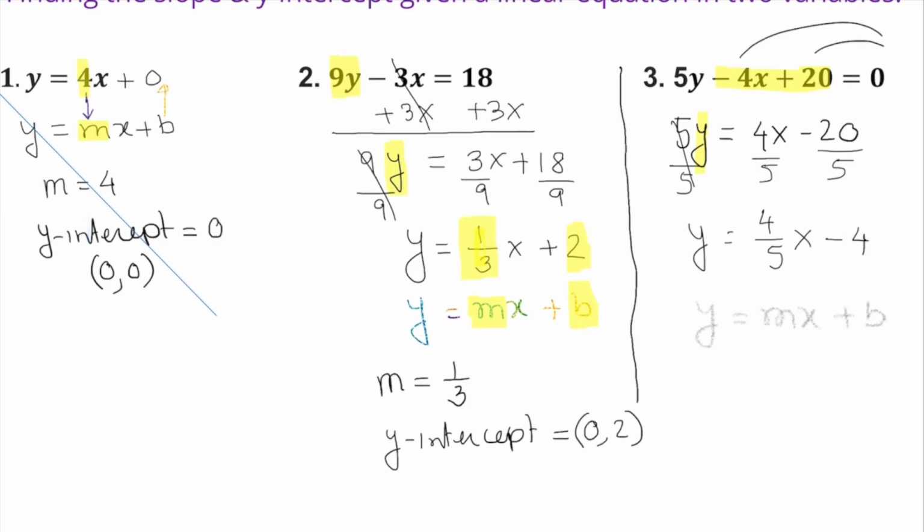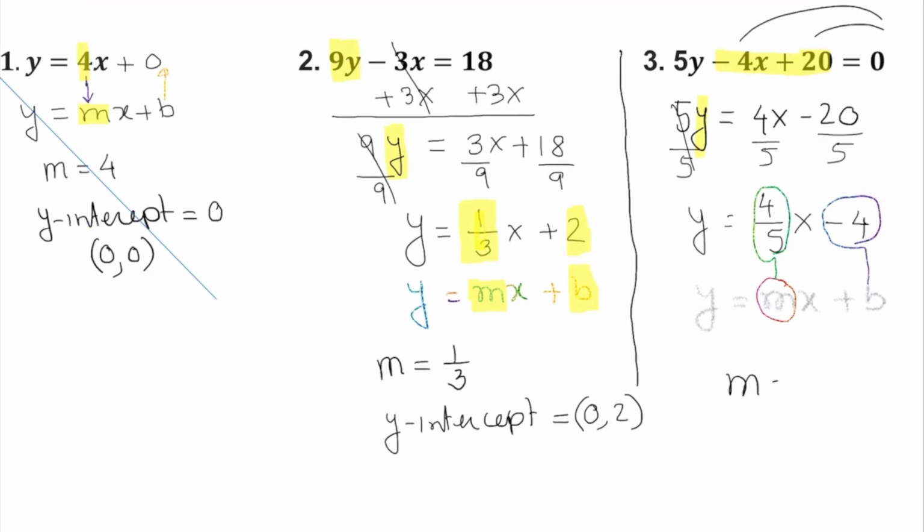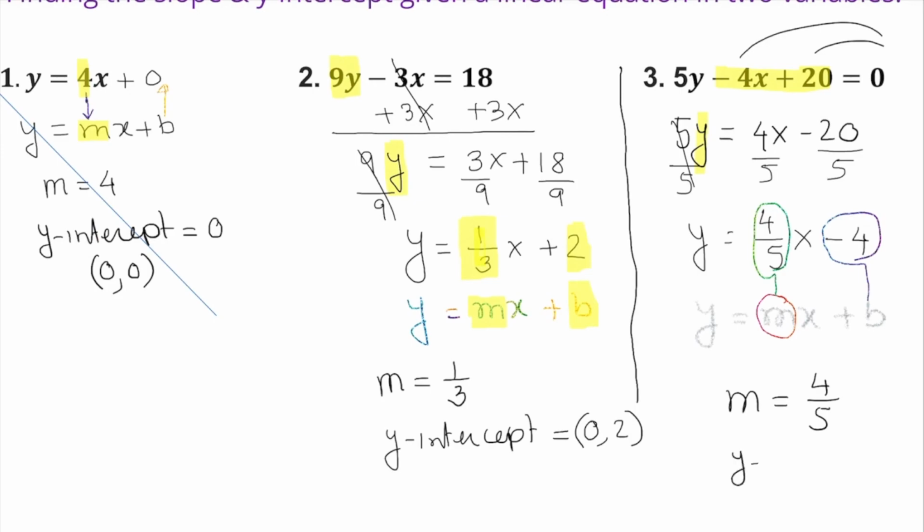So we can actually check it now. That is our m, which is the slope, and that is our y-intercept with the sign. So our slope, which is m, is equal to 4 over 5, and the y-intercept is equal to 0 comma negative 4. That's how we find the slope and y-intercept given a linear equation.